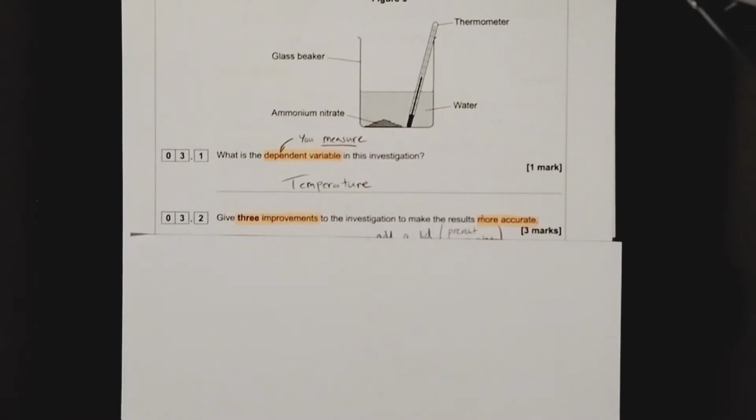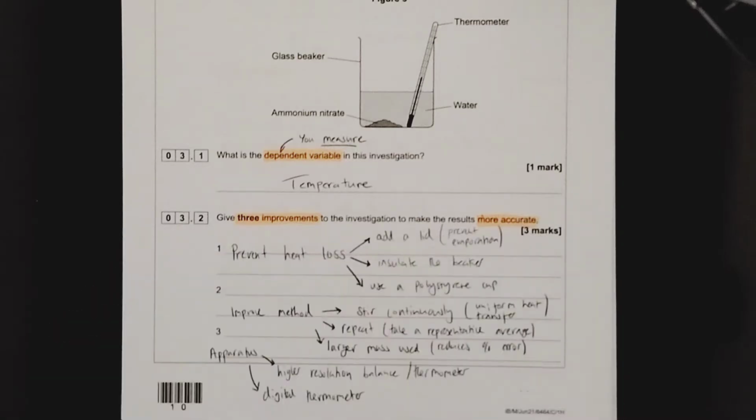We're then asked to give 3 improvements to the investigation to make it more accurate. We want to focus on the experiment itself. There's lots and lots of things you could possibly say here. So we could focus our answer on preventing heat loss, and our answers could include things like adding a lid to prevent evaporation of water and therefore heat loss, insulating the beaker with an insulating material like cotton wool to prevent heat loss via radiation or conduction, or even using a polystyrene cup, which is itself a better insulator than the glass beaker.